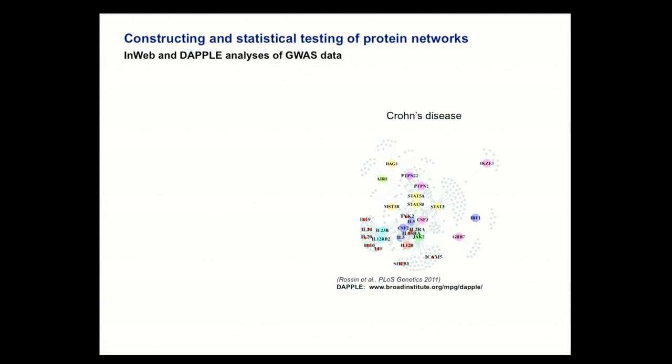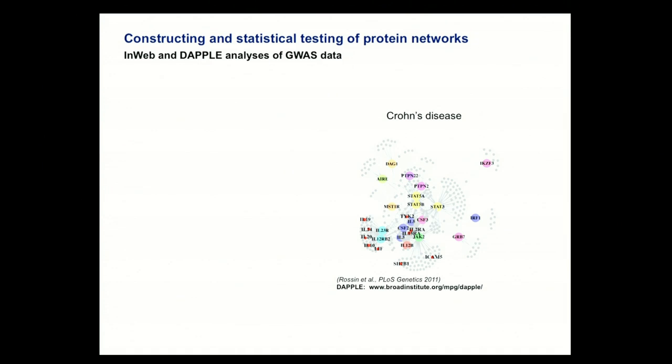So Dapple runs a statistical test of the connectivity of these proteins, and it takes into consideration the exact architecture of InWeb. So it's really a non-confounded test based on the null distribution of random InWebs, where we've completely permuted the InWeb protein interaction network while keeping the architecture of the interaction network intact. So you basically start to assemble these proteins into networks and pathways like this.